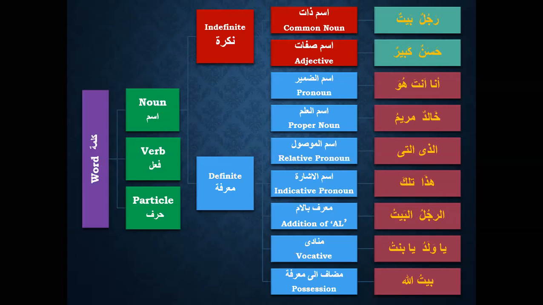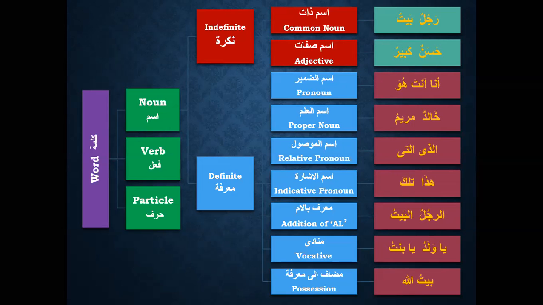And there are several types which are listed here and you know them. Ismu dhamir, for example, a pronoun. Ana, huwa, huma, hum, hiya, huma, hunna. You know them, all 14 of them. And then there are others like Ismul Alam, the proper noun. And there are certain others. We haven't covered all of them.